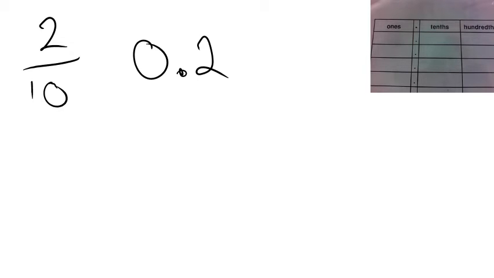To insert this into the place chart, I'll show you up here. Like I said, we have our decimal, 2/10. So although these are equal, they are not both decimals. One is a fraction, one is a decimal. They are both parts of a whole.